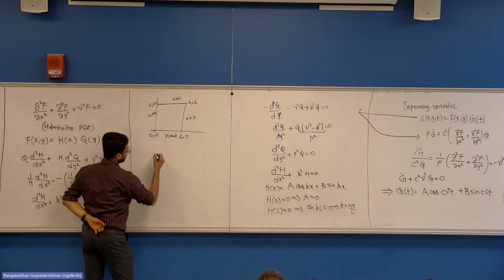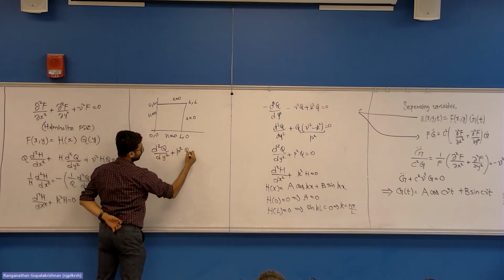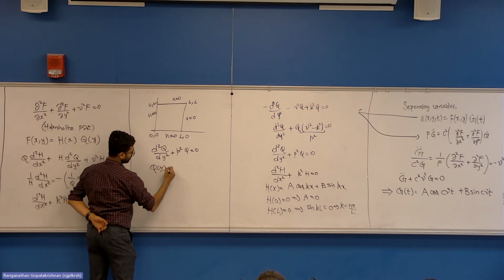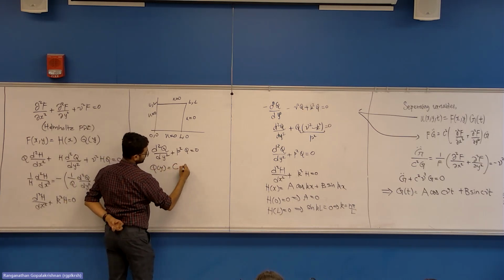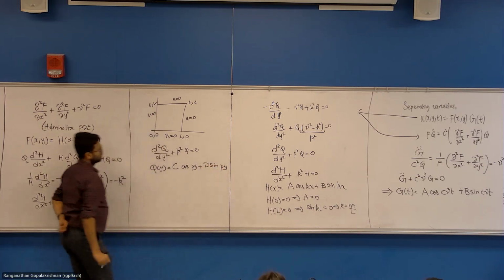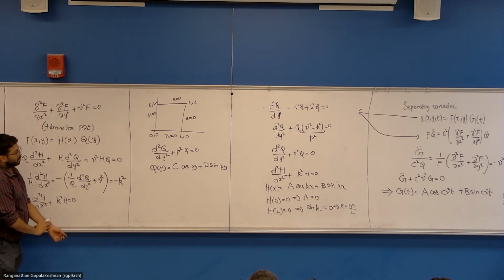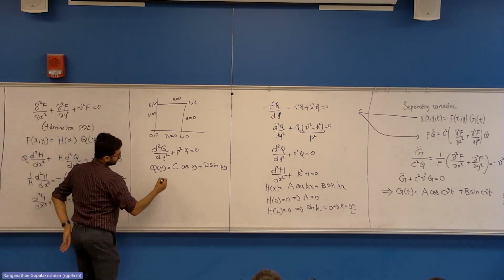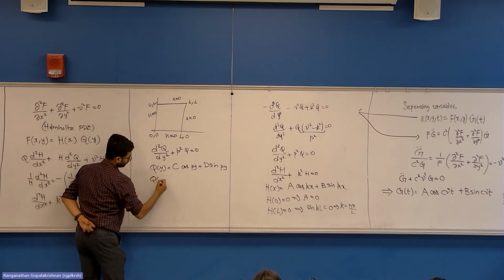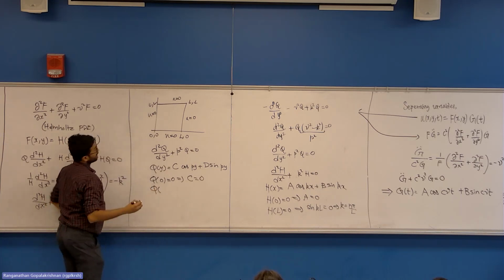Now do this for the second equation, d squared q over dy squared plus p squared q equal to 0. Q of y is c, we'll write this as c cos py plus d sin py. By the same logic, if q of 0 equal to 0, that should imply c is 0, and if q of L, I introduced L.